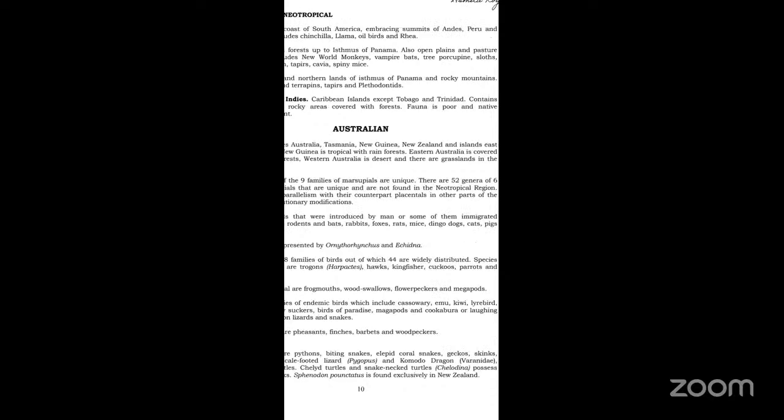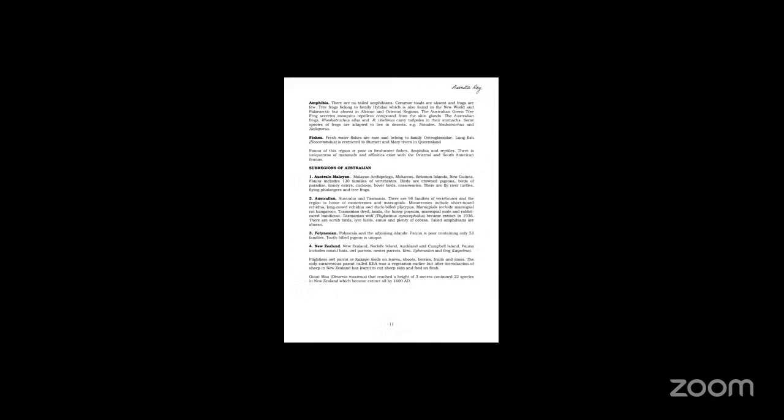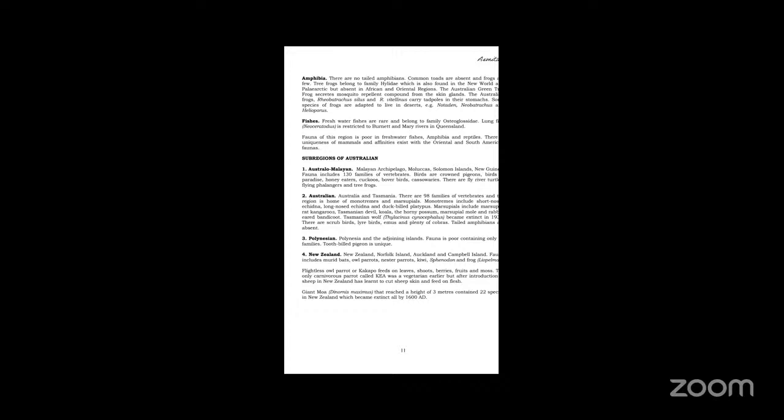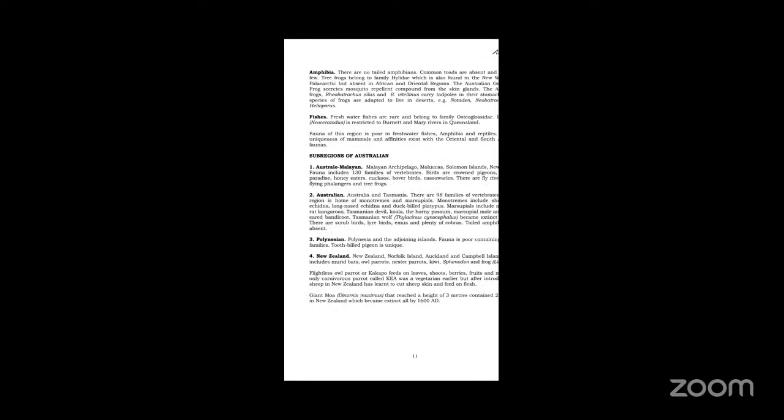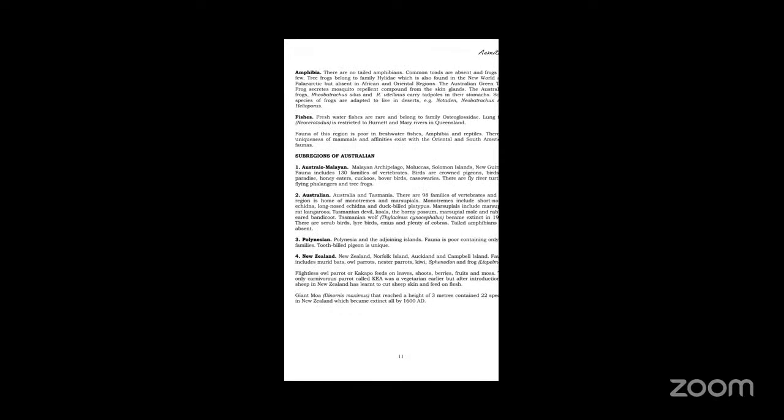Now coming to the amphibia. Amphibians, there are no tailed amphibians over here. The common toads are absent and the frogs are very, very few. The tree frogs are present belonging to family Hylidae.